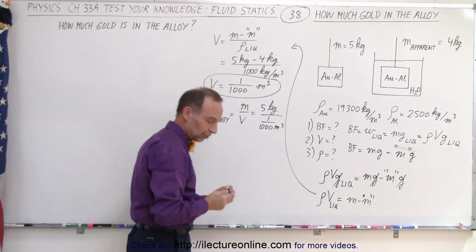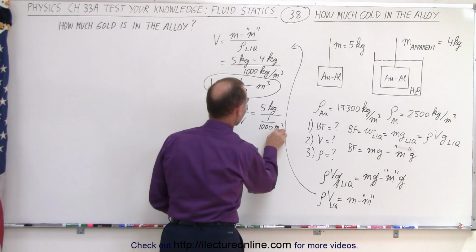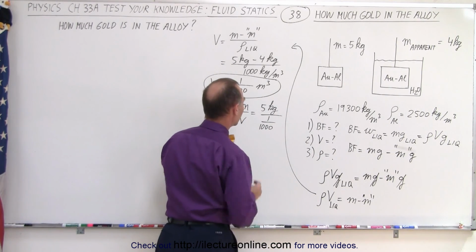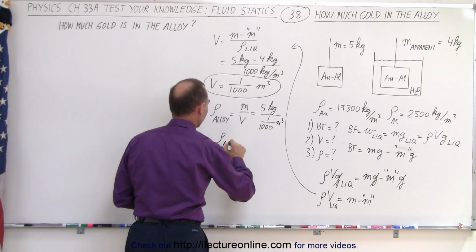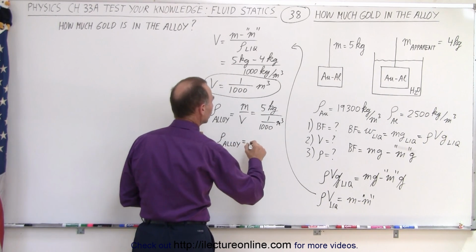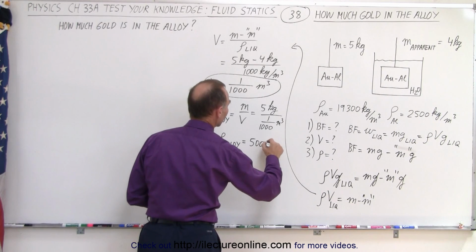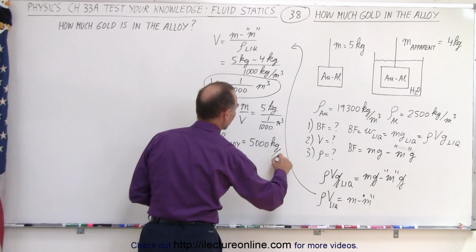I guess cubic meters is not in the denominator, so let me go ahead and rewrite that. There we go, cubic meters. So we know that the density of the alloy is equal to 5,000 kilograms per cubic meter.